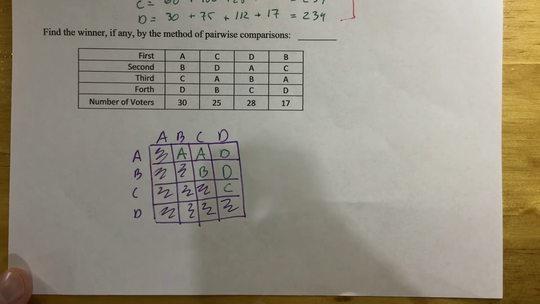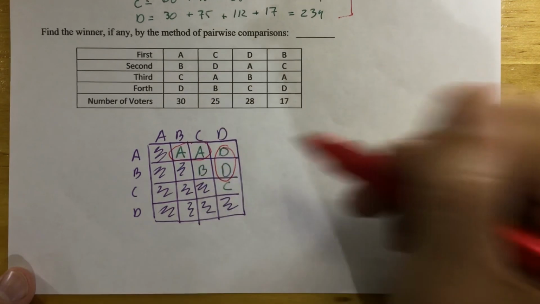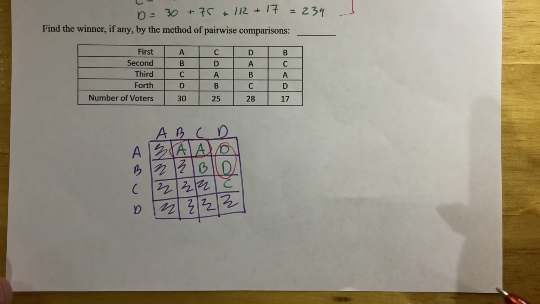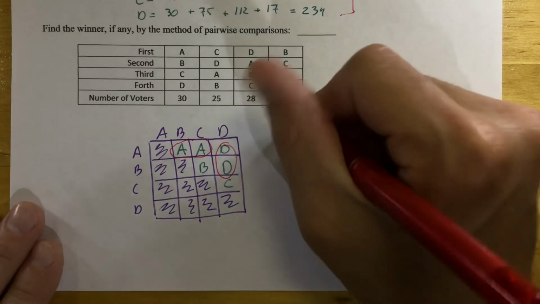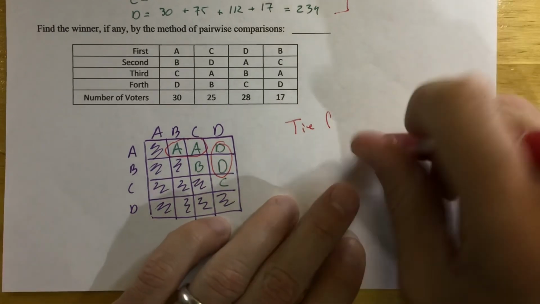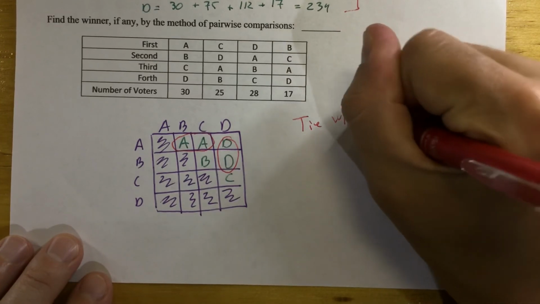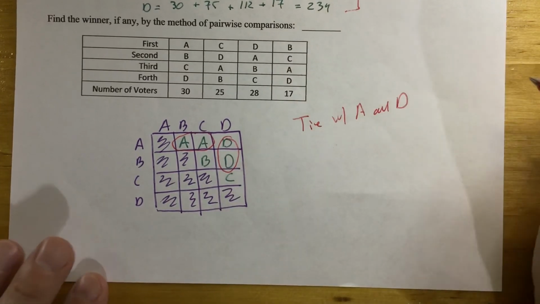Let's see, A has 2 of them. D has 2 of them, and then B and C each got 1. So what do we actually have here? We have a tie. I was going to write that there. We have a tie with A and D.